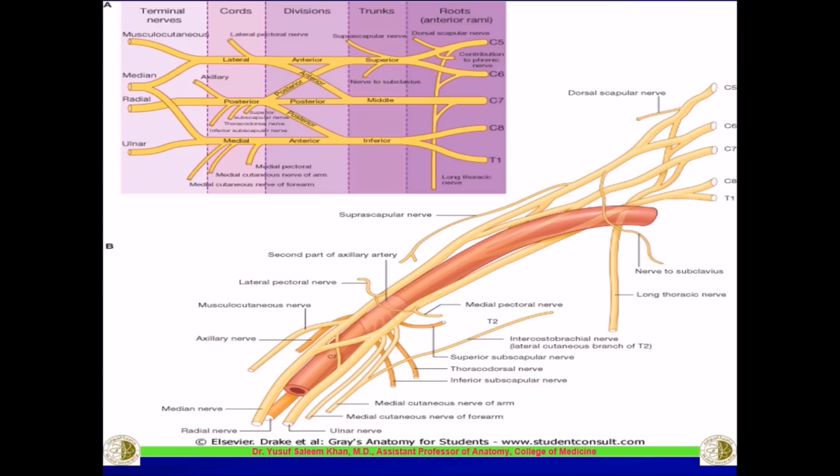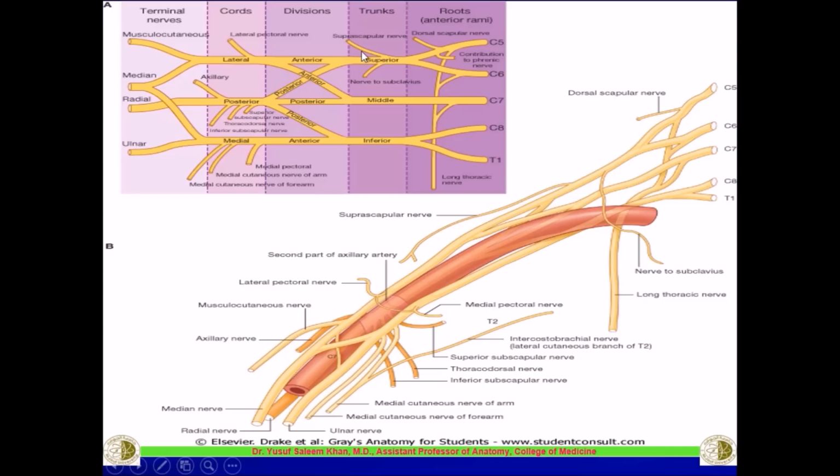Now, apart from the cords, there are also some branches which are coming directly from the roots of the trunk. So from the root, you can see here in the picture they have shown you the long thoracic nerve, which is also called the nerve of Bell, supplying the serratus anterior. Then you can see the contribution to the phrenic nerve as well as the dorsal scapular nerve.